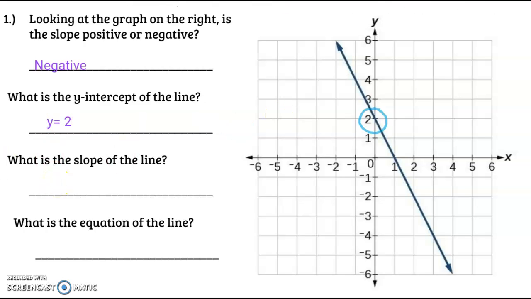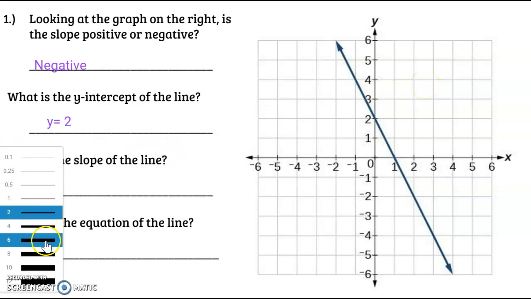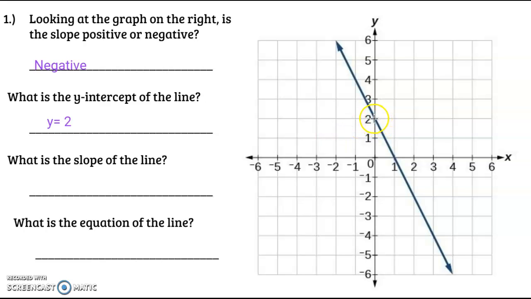What is the slope of the line? Now this is going to be a little bit harder for you. You can do it one of two ways. You can pick 2 points and find the change in y over the change in x. But because there is a graph, what I like to do is just rise over run. So I'm going to mark 2 beautiful points on this graph. There's one here and there is one here.